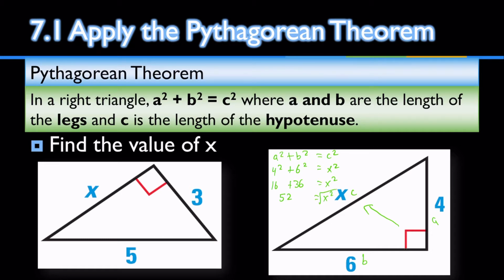So to solve for x, I need a square root. To simplify the square root, think what times what makes 52? See, 52 is 4 times 13. I want one of those numbers to be a perfect square. 4 is a perfect square because the square root of 4 is 2. So x is 2 times the square root of 13. We call that radical form.